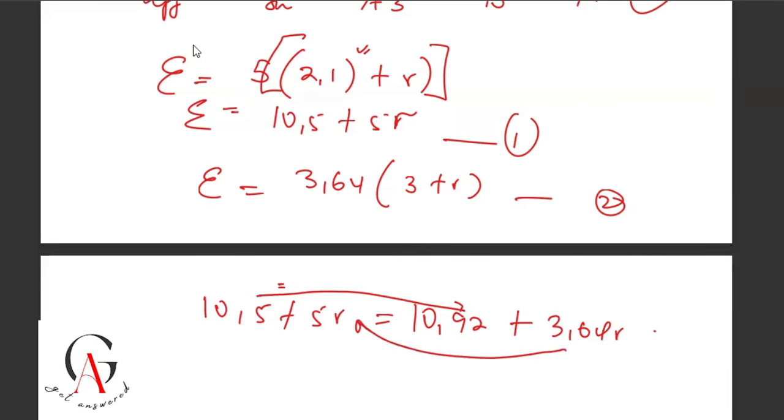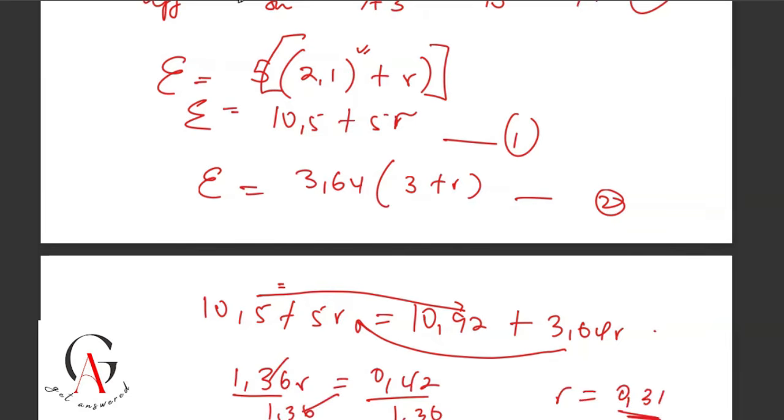So 5 minus 3,64 gives me 1,36R. And then 10.92 subtract the 10.5, that's 0,42. Divide by 1,36 on both sides. So what is our R? It becomes 0,31. Okay, so if I have 0,31 as my R, I can now just substitute this into this equation or into the first equation, and then I get my EMF.